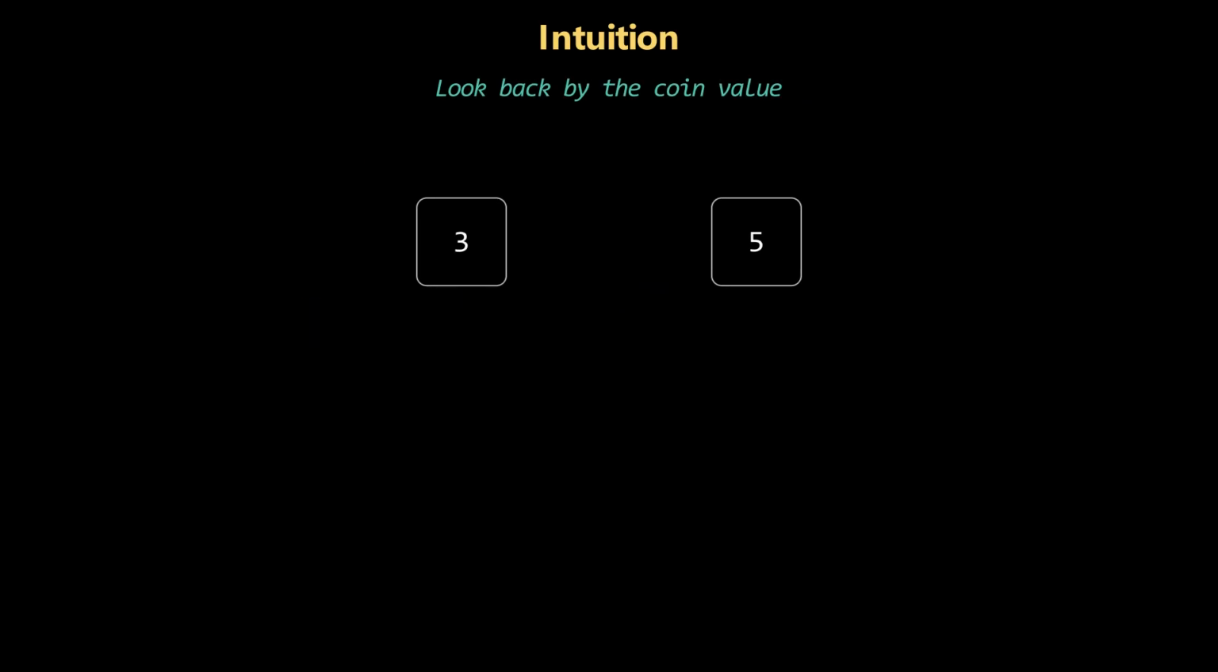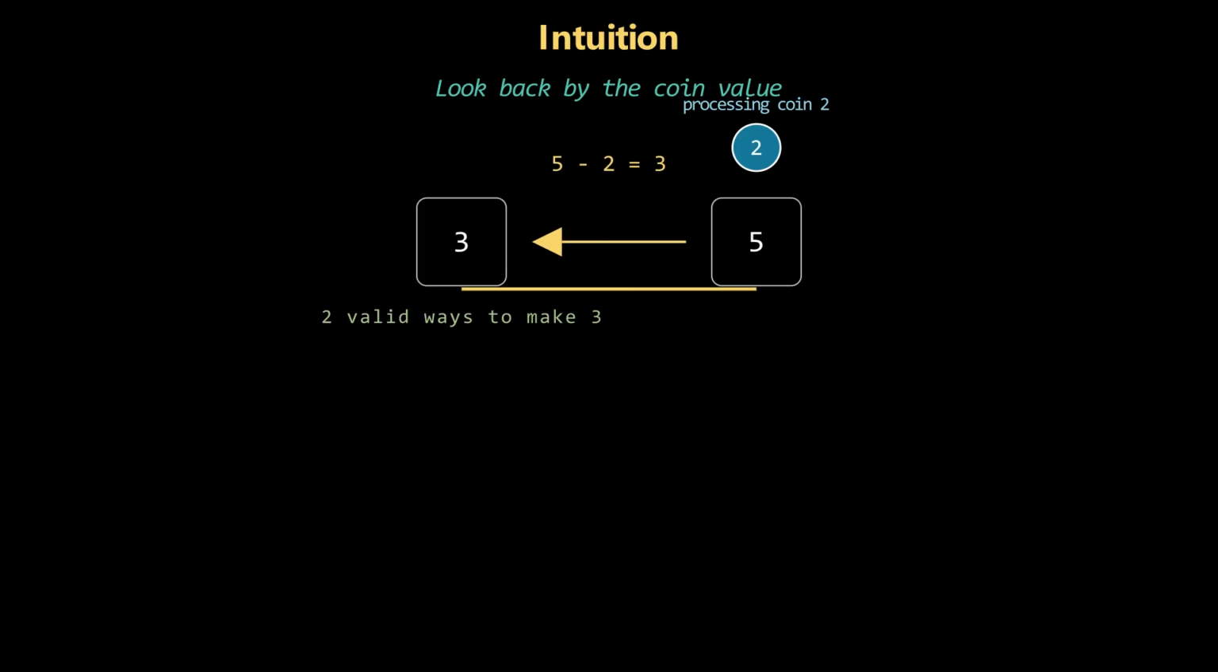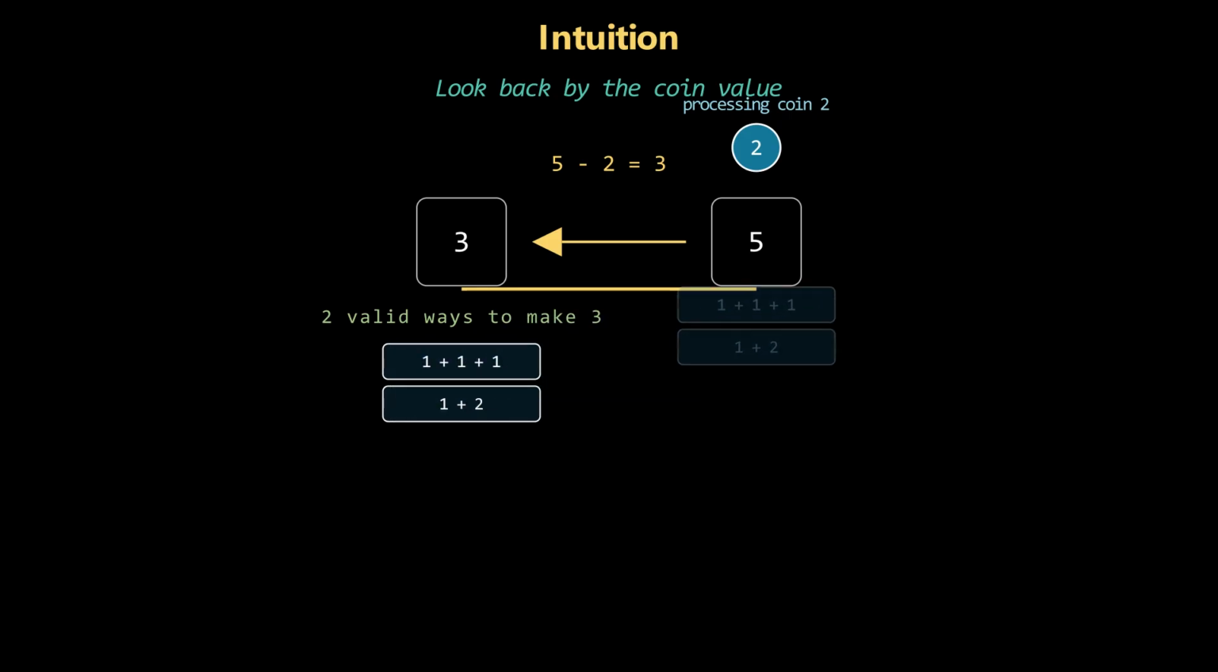Let's look at the underlying mathematical relationship. If you are standing at the 5-cent mark, and you decide to use a brand new 2-cent coin, how many new combinations do you inherit? It is equal to however many valid combinations you already found for 3 cents. By looking backwards exactly the value of your coin, you instantly pull those precalculated combinations forward, paying no extra loops to discover them.